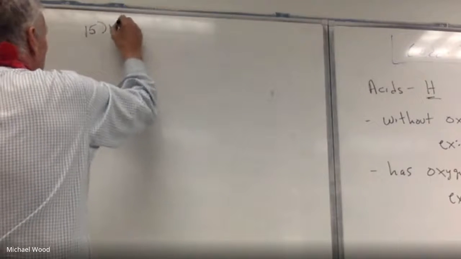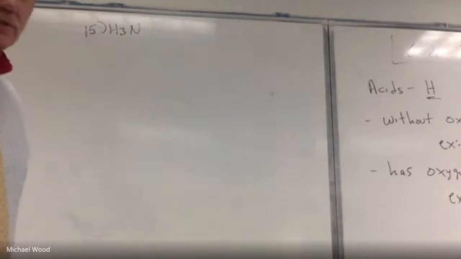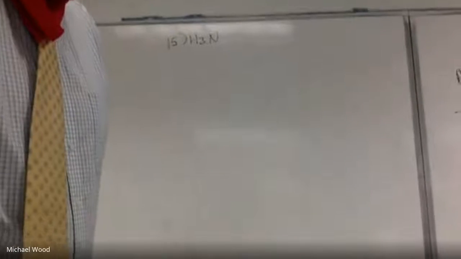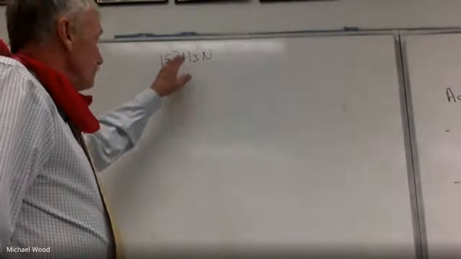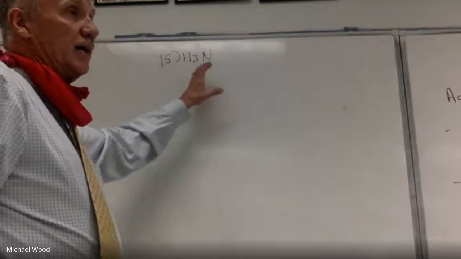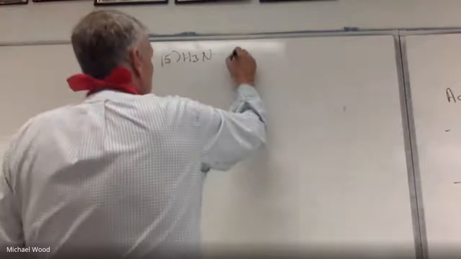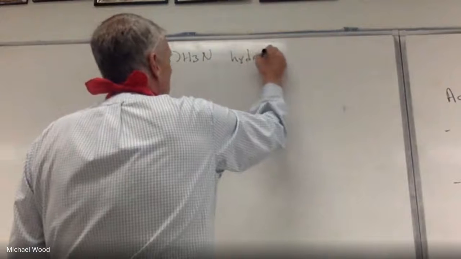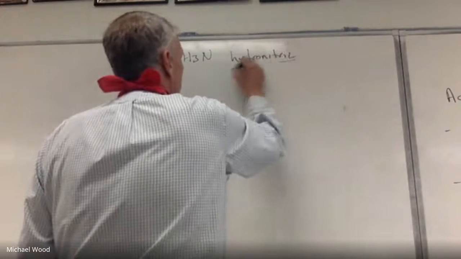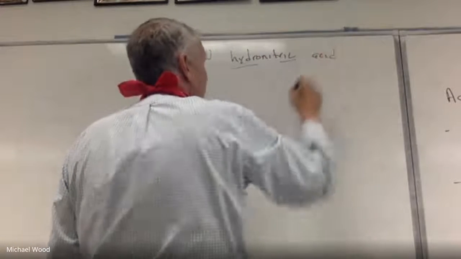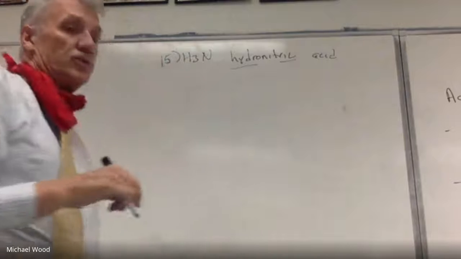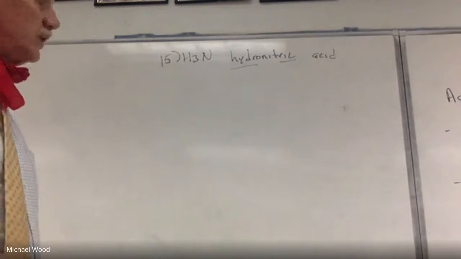Okay, so I've got H3N. Let me make sure you can see that. Okay, so number 15, H3N. This acid does not have oxygen, so I put hydro and then the IC ending. So this is hydronitric acid. Remember, when the acid did not have oxygen, you did two things: prefix hydro and then an IC ending.